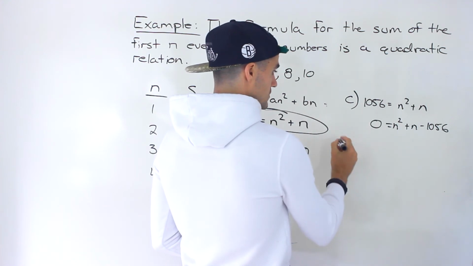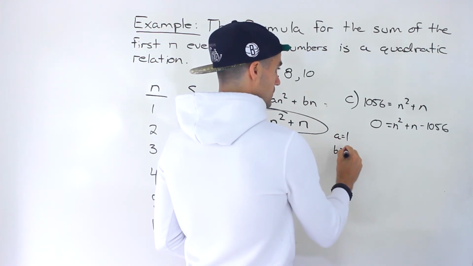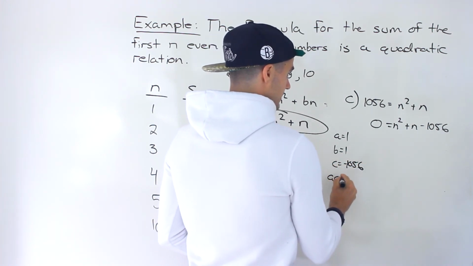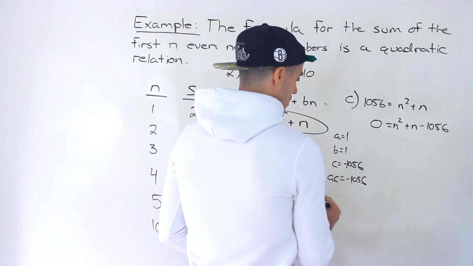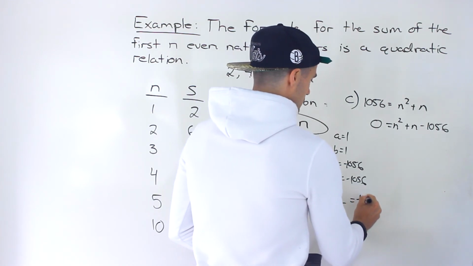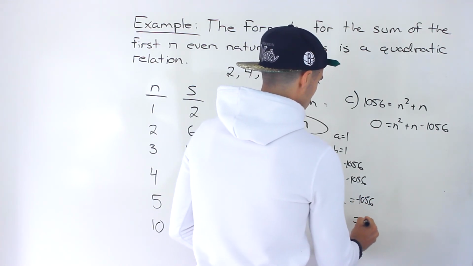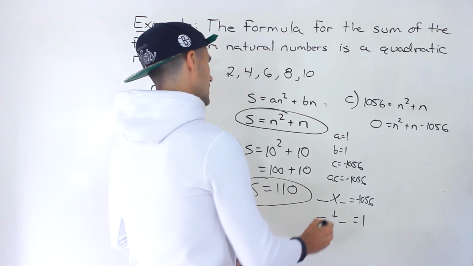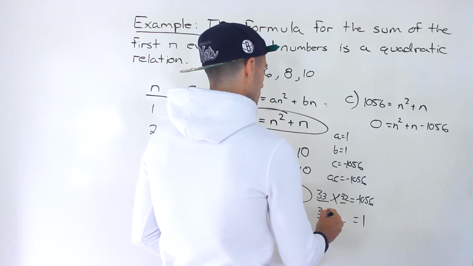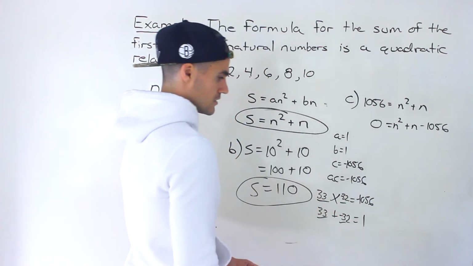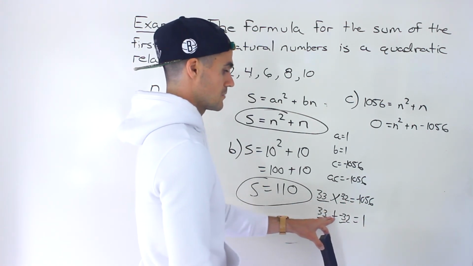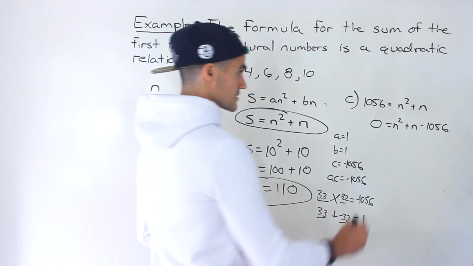This here we could factor, so notice that the a value is 1, the b value is 1, the c value is negative 1,056. AC would be negative 1,056. What two numbers multiply to negative 1,056 and then add up to that b value of 1? It would be 33 and negative 32. Okay, 33 times negative 32 would give us negative 1,056. 33 plus negative 32 would give us positive 1.